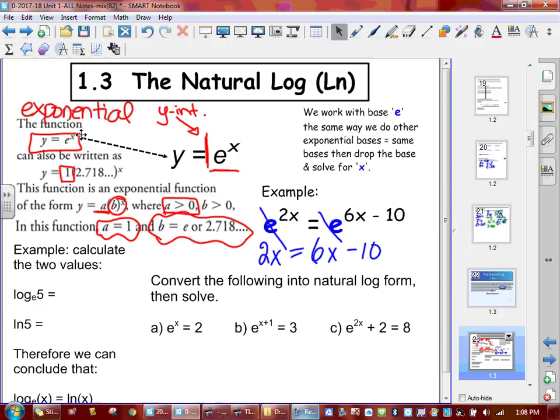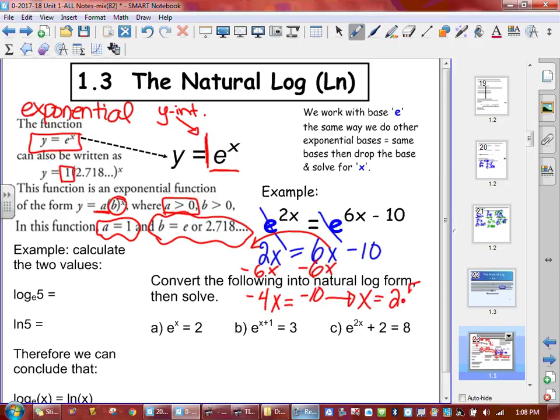Now I'm going to take my x to the left. So my 6x comes over to the left by subtracting 6x, and I subtract 6x over here. That's going to give me negative 4x equals negative 10. That's going to give me a positive answer because the negative divides out the negative. So we take 10 and divide it by 4. How big is 10 divided by 4? We're going to get a decimal. x equals 2.5.